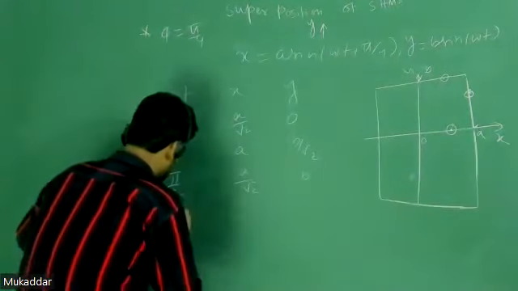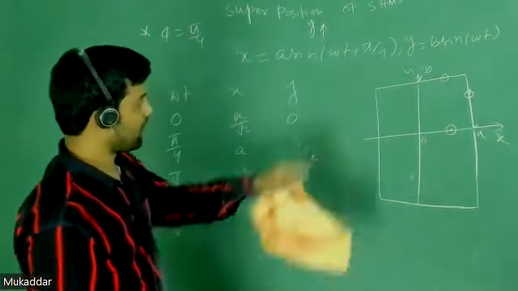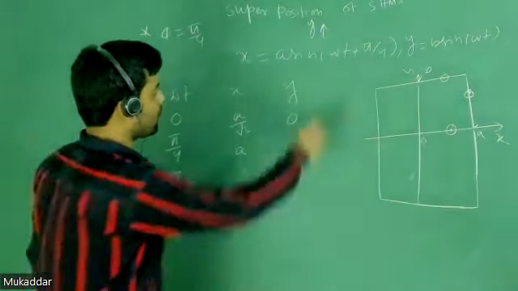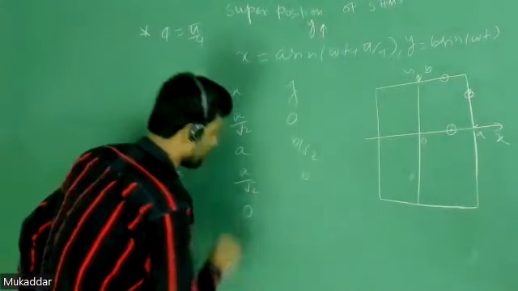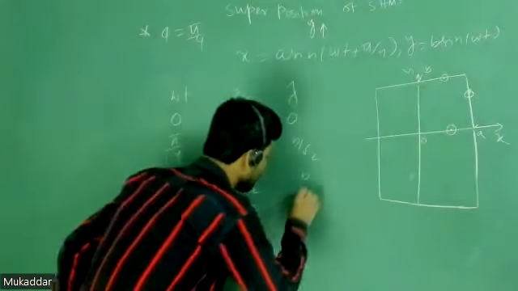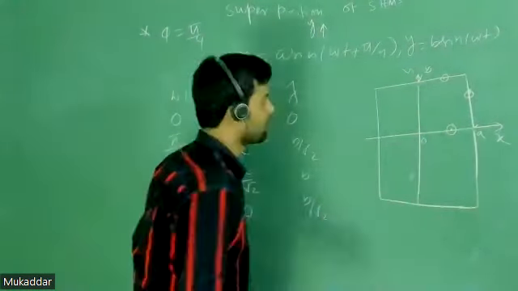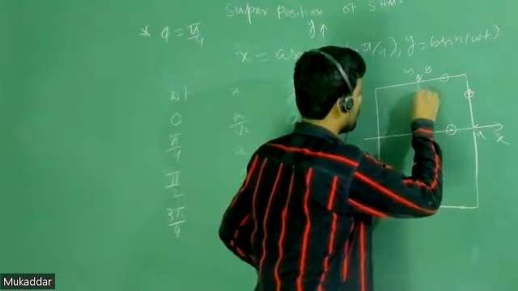Next 3 pi by 4. 3 pi by 4 अगर लोगे तो फिर क्या आ जाएगा बताओ? That will be 3 pi by 4 plus pi by 4. That will be how much? Pi. So along x direction that will be 0. Along y direction that will be how much? B sine of 3 pi by 4. That will be b by root 2. So you can define that location will be somewhere here because 0 and b by root 2.